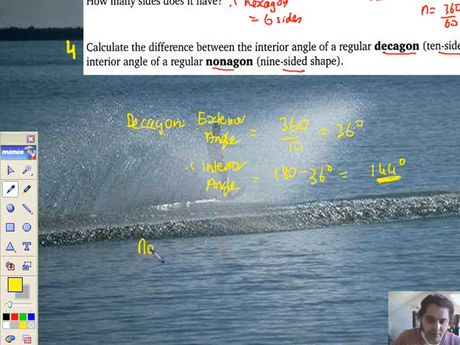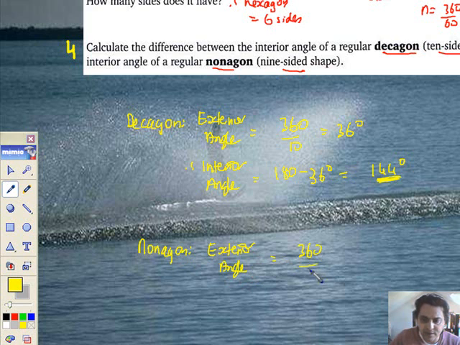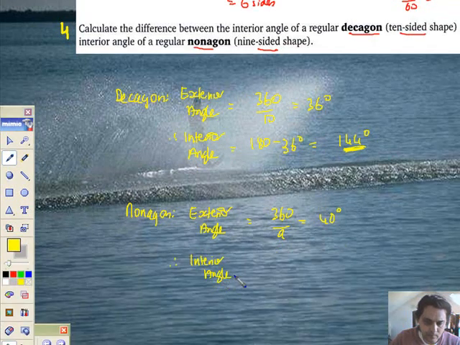Now let's just do the nonagon. Exterior angle. That's going to be 360 over 9. Well, I can see that's going to be 40, because 9 is going to 36 4 times. So 40 degrees. So therefore the interior angle is going to be 180 take away 40. That leaves me at 140 degrees on the inside.